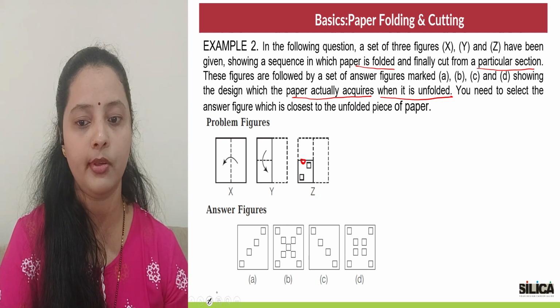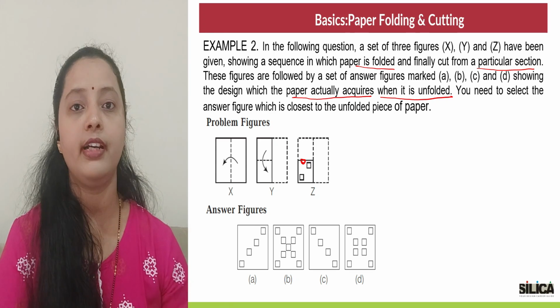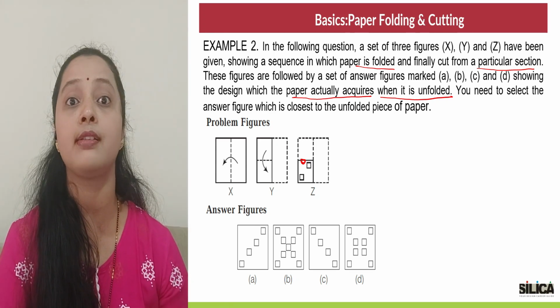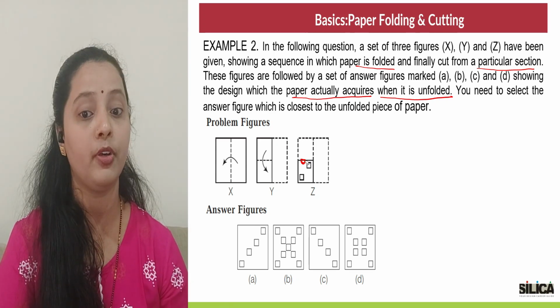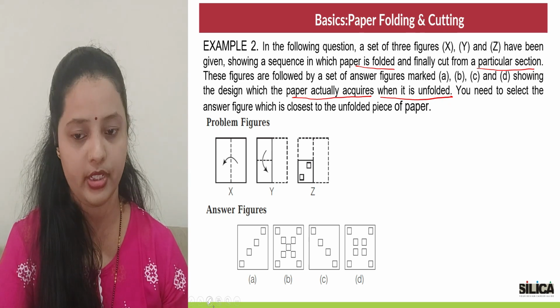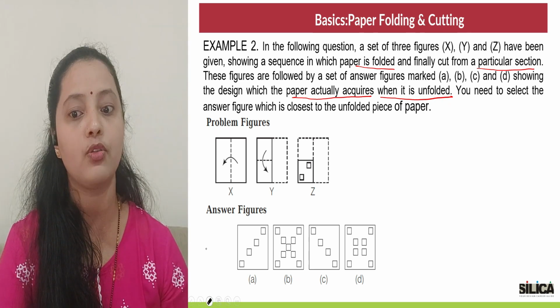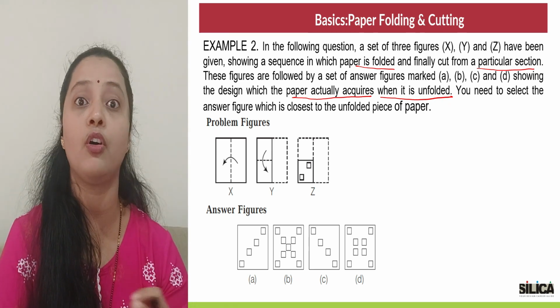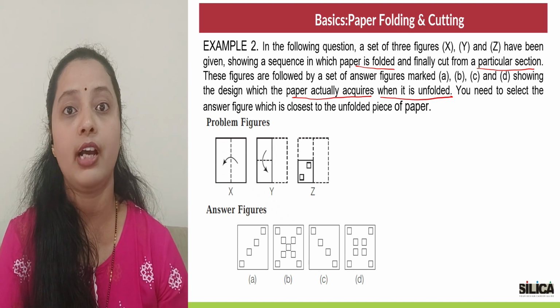If there is a cut along the edge, then what would happen? That semicircular cut will look like a circle when it is open. You getting my point? So accordingly, question to question, your visualization is going to change. So you'll have to accordingly plan and get your answer right.